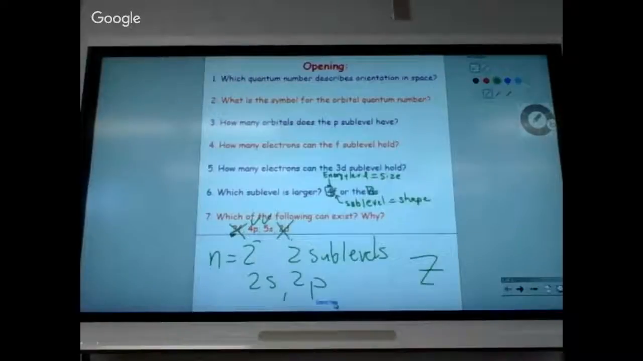1P. How many sublevels are you allowed at a 1? 1. What's its one name? So can 1P exist? No. All right. How many orbitals does an F sublevel have? How many pictures does F have? 7. Orbitals are pictures. Remember those graphs we drew? So F has 7 orbitals or 7 pictures. Electrons are the number that go in the pictures.